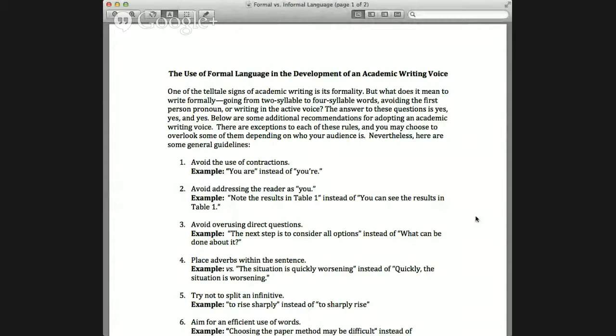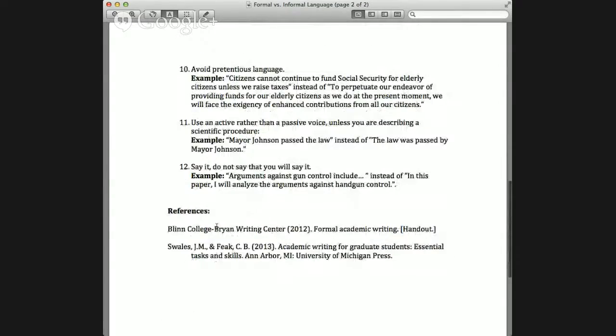So this is about the use of formal language in the development of an academic writing voice. Doesn't that already sound kind of academic? So we're going to move through each of these. I'm going to try to explain them a little bit as we move through them. There are what, 12 points here.